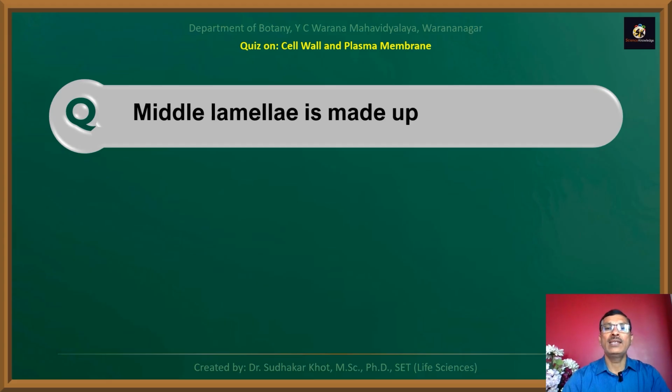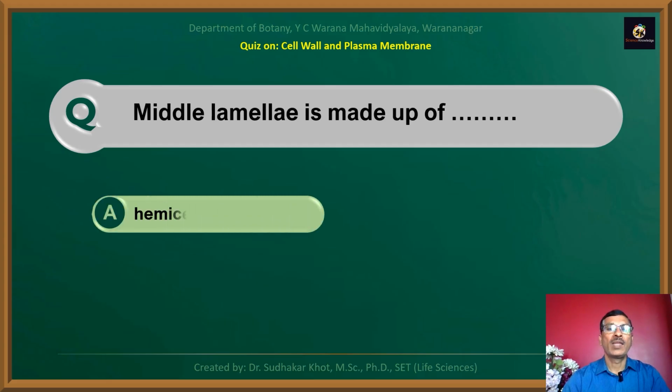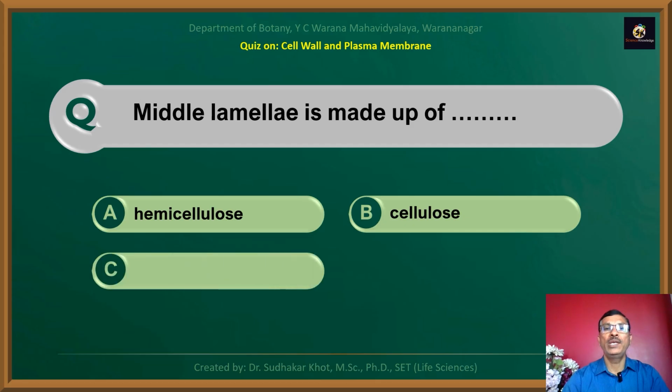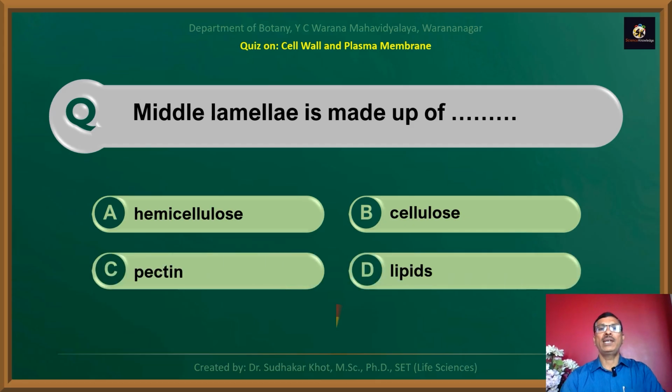Middle lamellae is made up of A. hemicellulose, B. cellulose, C. pectin and D. lipids. Note, middle lamellae is cementing material which joins the adjacent cells, and it is made up of pectin. In fact, the calcium pectate and magnesium pectate are the substances which are present in middle lamellae.